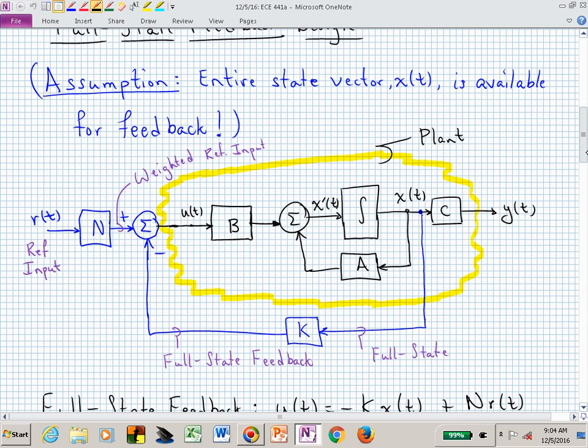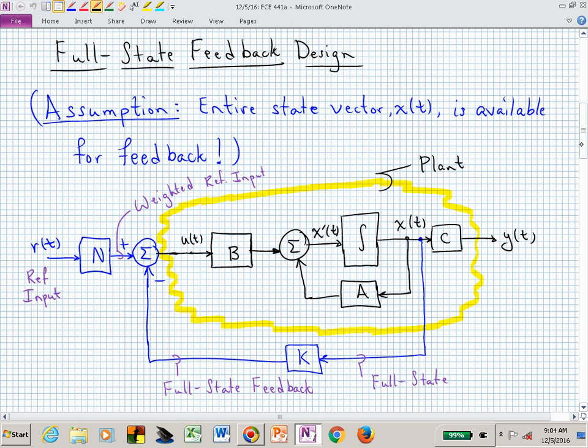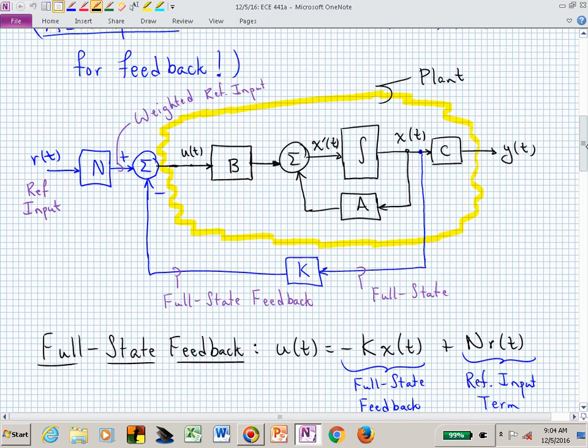That's the picture that should come to mind, and I've tried to identify the plant in this highlighted yellow. If you are comfortable with the transfer function, there is your transfer function, except with full state feedback, we actually need the state variables. We go in and measure those state variables, x1, x2, x3, etc., and feed those back, which is a little different than what we've been doing before.